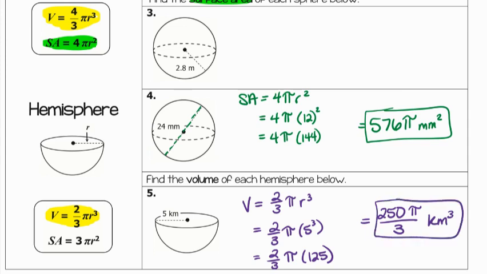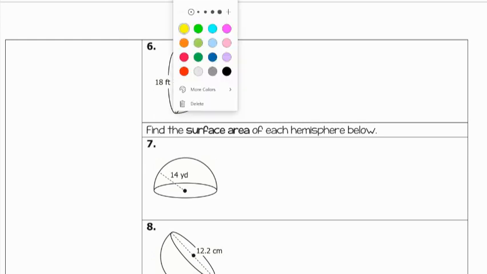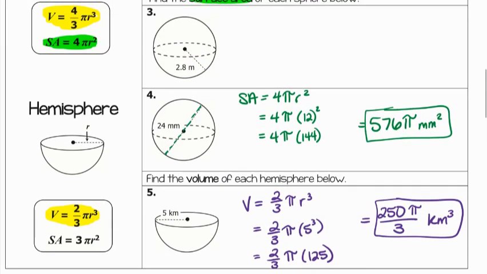Okay, so a hemisphere is just half of the volume, right? Now, for the surface area of a hemisphere, on these down here, we're finding the surface area of a hemisphere. I've got a formula here, but notice my original surface area is 4 pi r squared, but the surface area of my hemisphere is 3 pi r squared. It's not half, right? We would expect it to be 2.